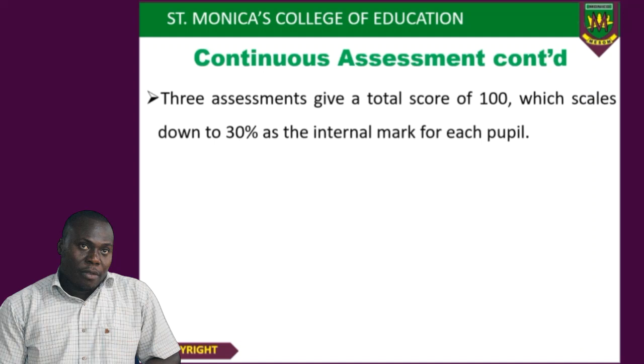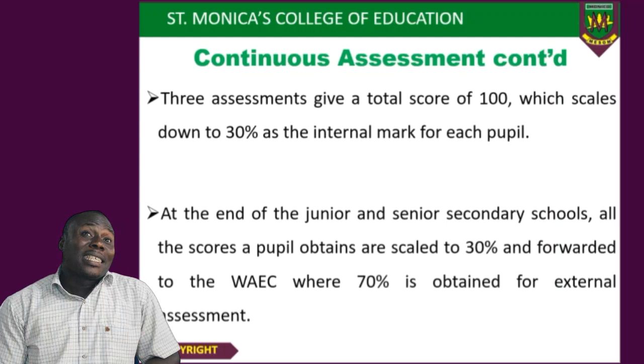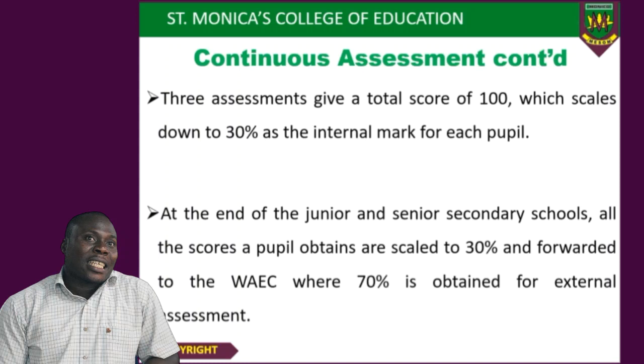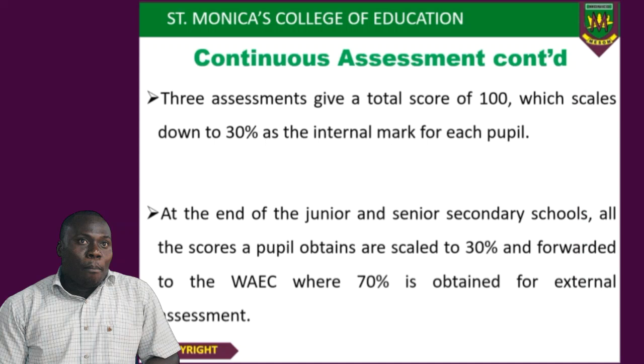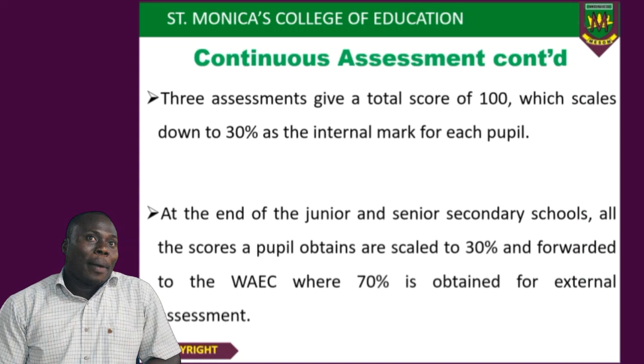So the social studies exam the child will go and sit and write will also be scaled down to 70%, after which the 30% mark from the school and the 70% mark from the one-shot exam the child did that day are summed up. So that mark together is what is going to be used to grade that particular child. So we are saying that the marks that every individual gets from WAEC, be it BECE or WASSCE exams, is not only from the one-shot exam you sat for, but some aspect came from the school, from the continuous assessment the school submitted to WAEC.